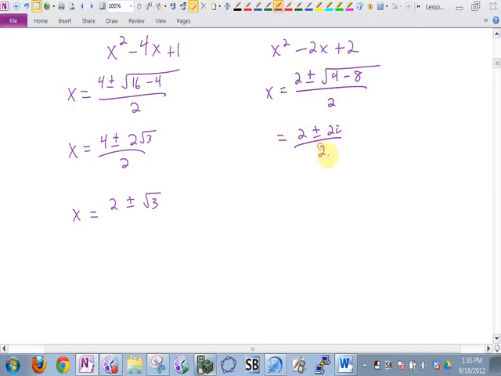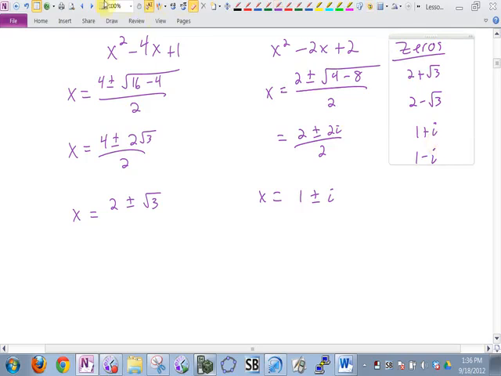Well, everything there can be divided by 2. So we get 1 plus or minus 1i. So our zeros are 2 plus radical 3, 2 minus radical 3, 1 plus i, 1 minus i, in exact form. Something our calculator could not do. Our calculator could give us decimals for all of these, but not exact.